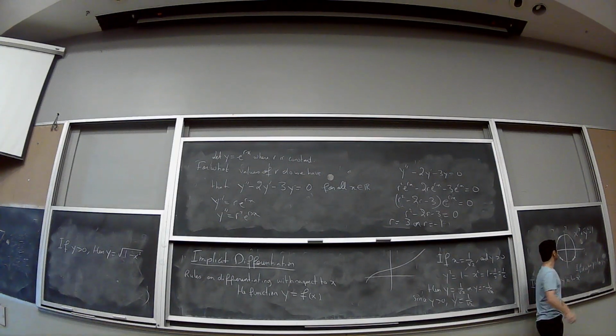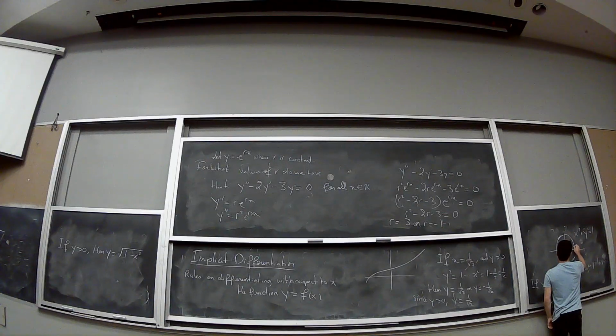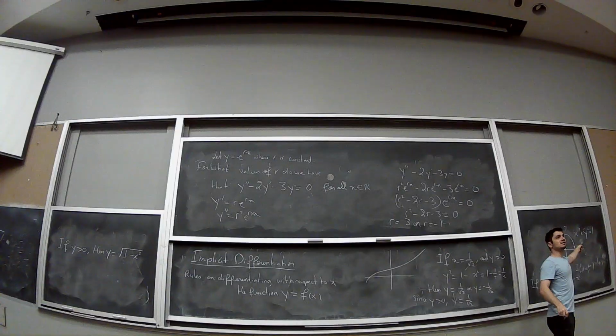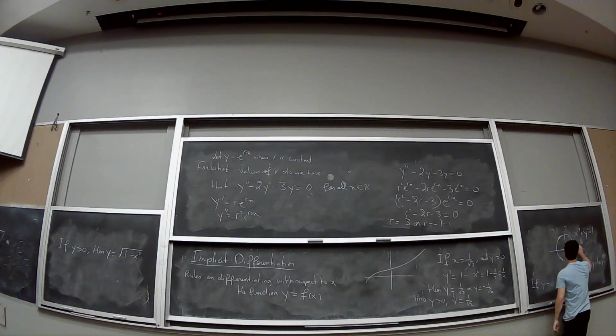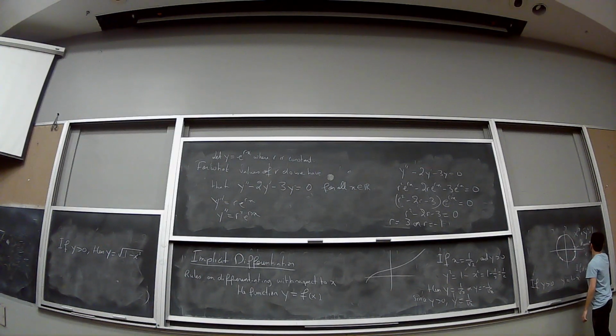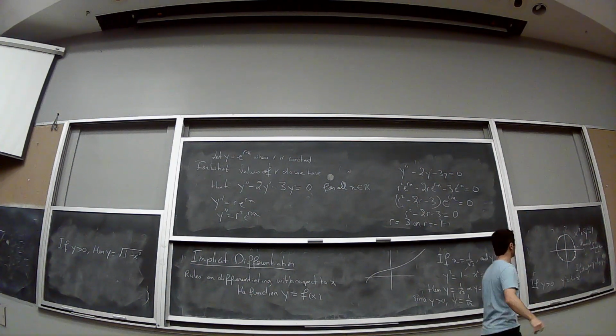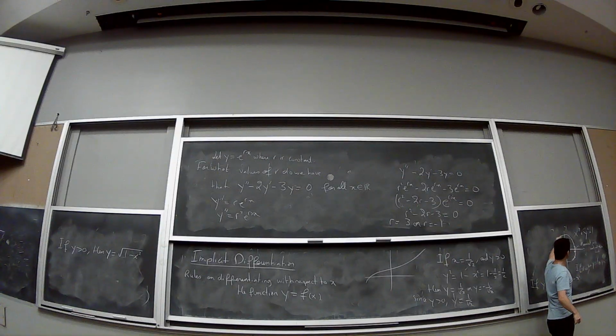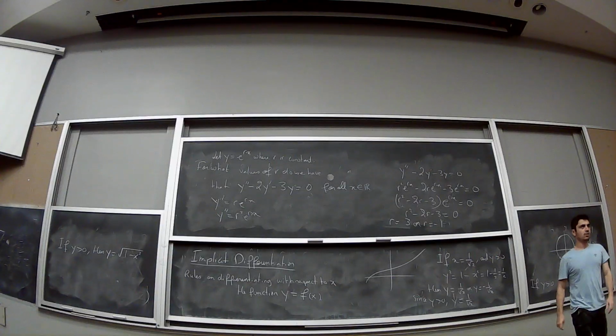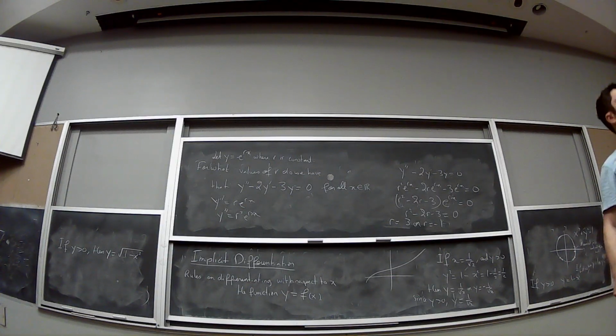We see that? Now, let me look at this part of the circle. Does this pass the vertical line test? No. Okay, so we have to be careful. So what we'll be concerned with are these parts of the graph, where the graph passes the vertical line test, so you can express y in terms of x. Here you cannot do that.